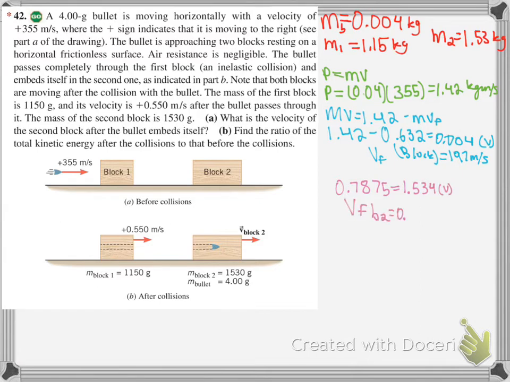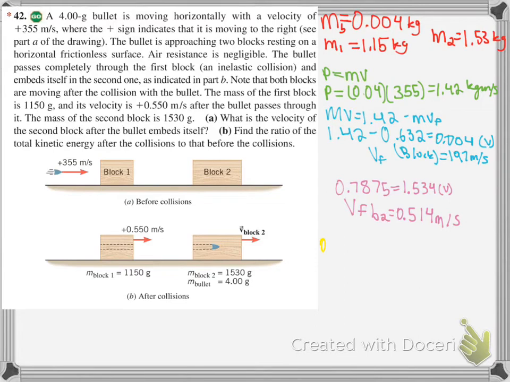So now 0.7875 equals 1.534 V. I'm just making the momentums equal to each other. So we're going to solve for the velocity of block 2, and we're going to end up getting 0.514 meters per second. Okay, so that's the answer to part A of the question. What is the velocity of the second block? All right, 0.514 meters per second.